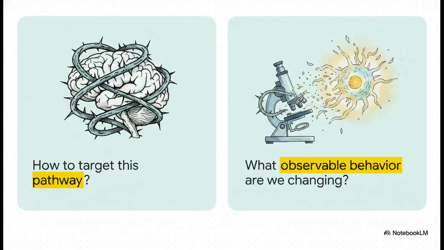Now, to actually find those protected assumptions, we have to strip away the shield of our standard field jargon. Think of it as a reality check on our academic egos. On the left side here, we typically ask, how do we target this specific pathway? But notice how that automatically assumes the pathway is the only answer. On the right, we strip away all that jargon and instead ask, what observable cell behavior are we trying to change, and what other mechanisms could produce it? This is literally step one for avoiding bias. You've got to remove the vocabulary that's trapping your thinking.